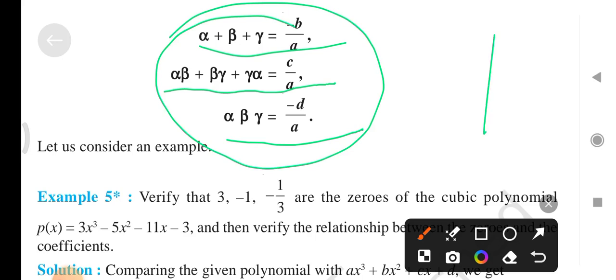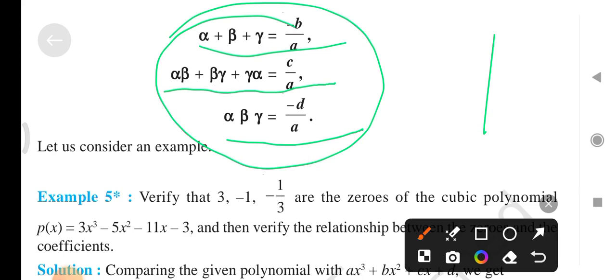Alpha plus beta plus gamma is equal to minus b by a. Alpha beta plus beta gamma plus gamma alpha is equal to c by a. Alpha beta gamma is equal to minus d by a.